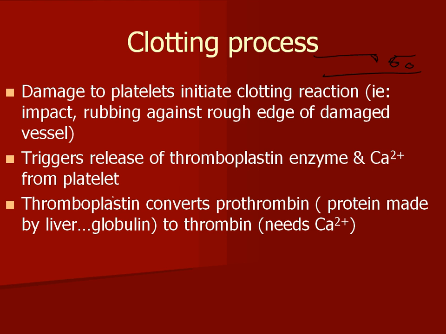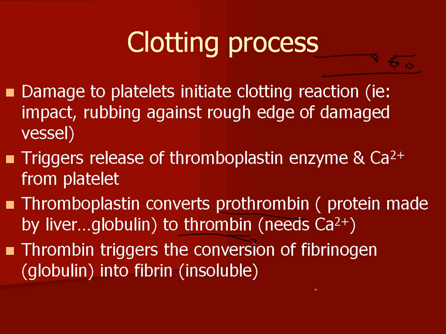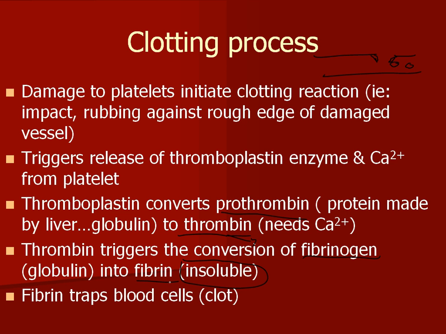So this thromboplastin converts prothrombin, which is made by the liver. It's a globular protein, and it changes it into thrombin. And what this does is it not only needs Ca2+, but it triggers the conversion of fibrinogen into fibrin. The reason why this is important is that it's insoluble. If we want something to act as a netting in water, it needs to be insoluble, or not dissolved in water. And then finally, this fibrin clots by holding in those red blood cells.